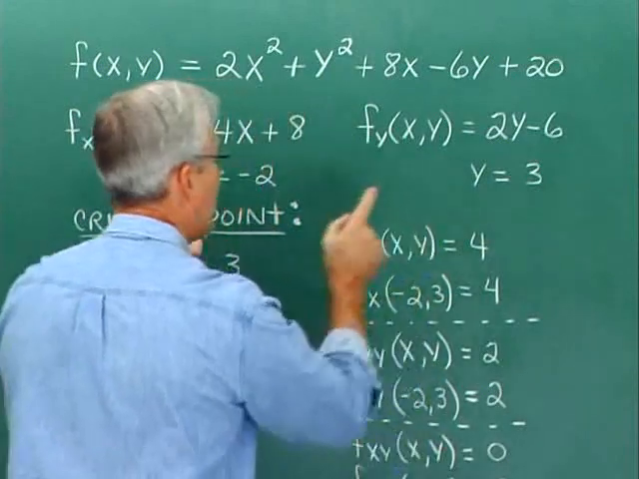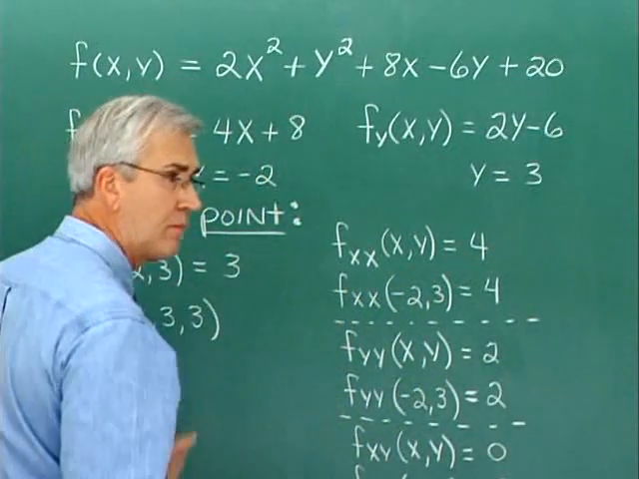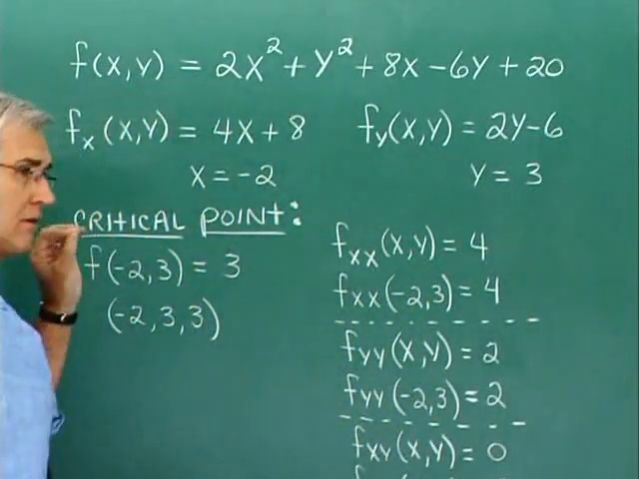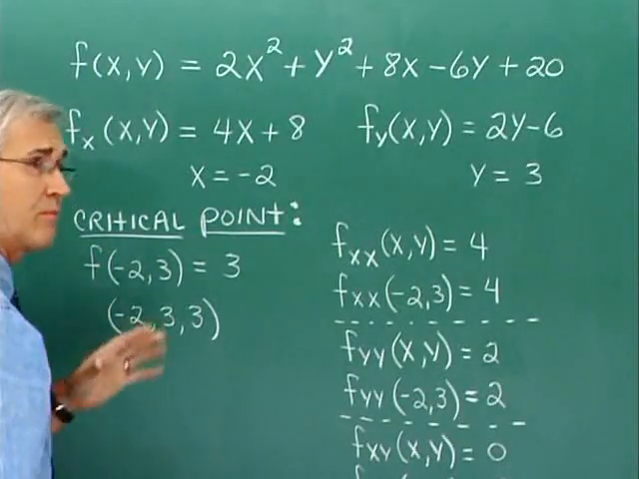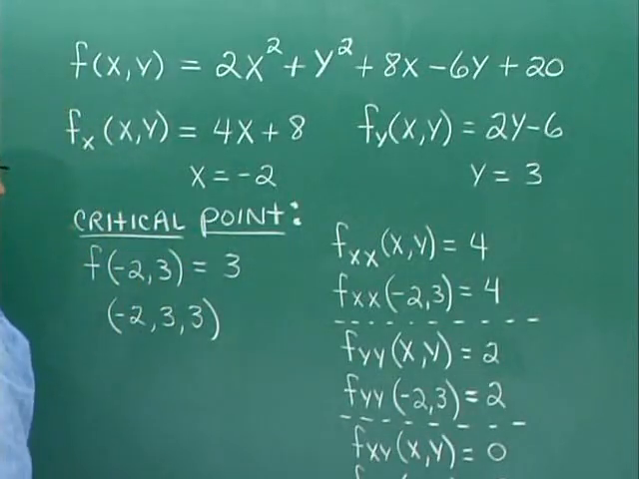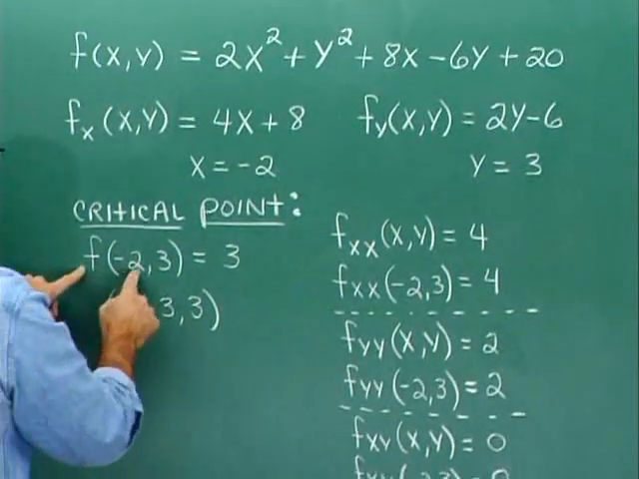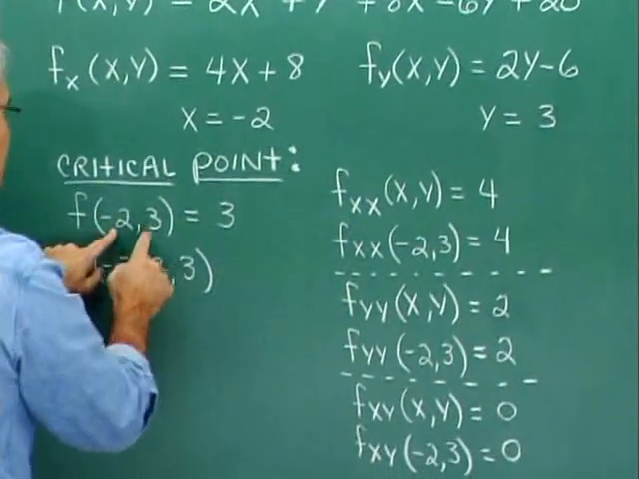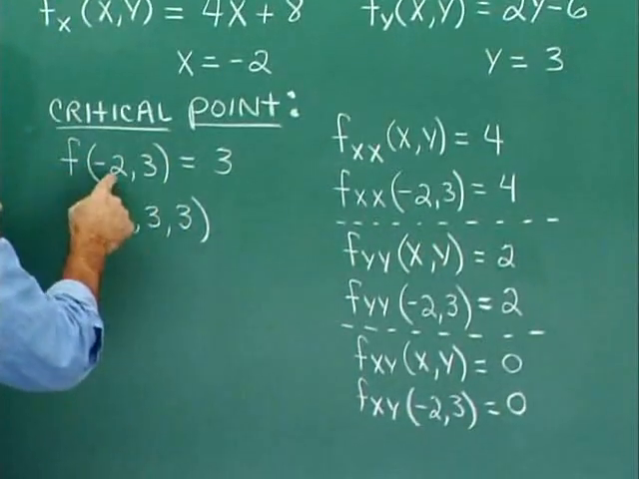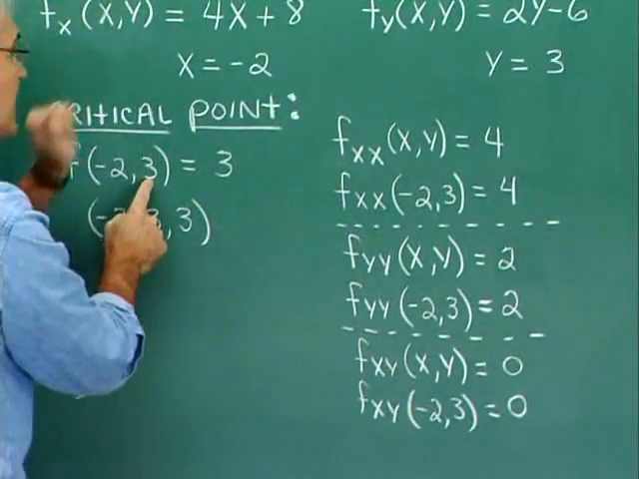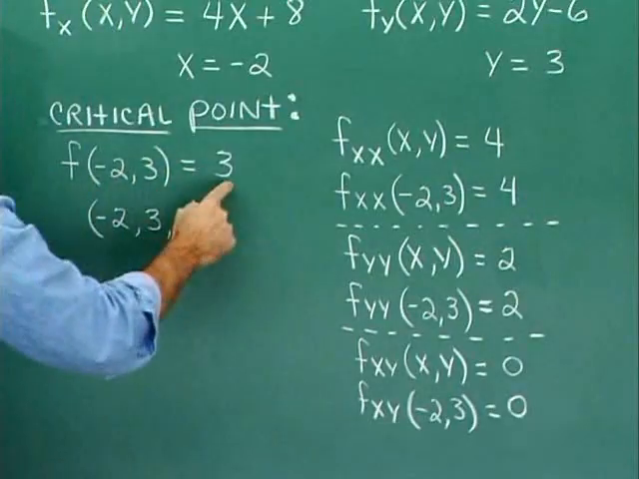Now this xy pair is the candidate for the position of a relative maximum or minimum, perhaps an absolute maximum or minimum point. So the critical point is f of negative 2, 3. And f of negative 2, 3 we find by replacing x with negative 2 and y with 3 in that expression up above, and we find the value to be 3.